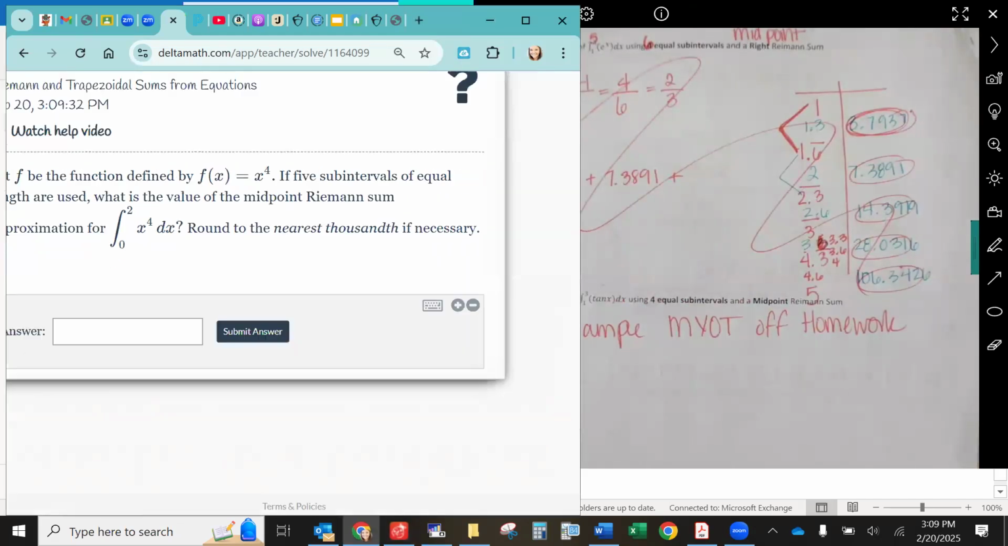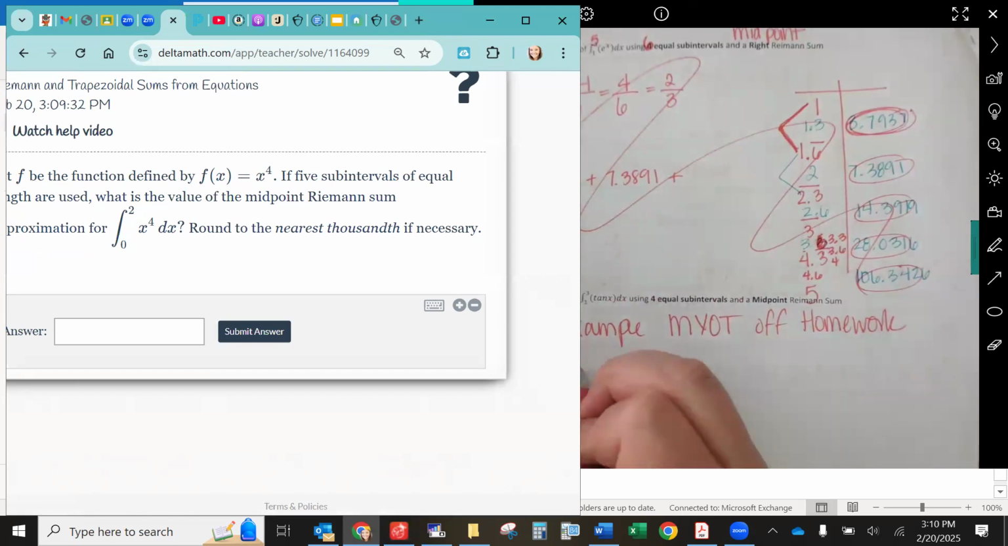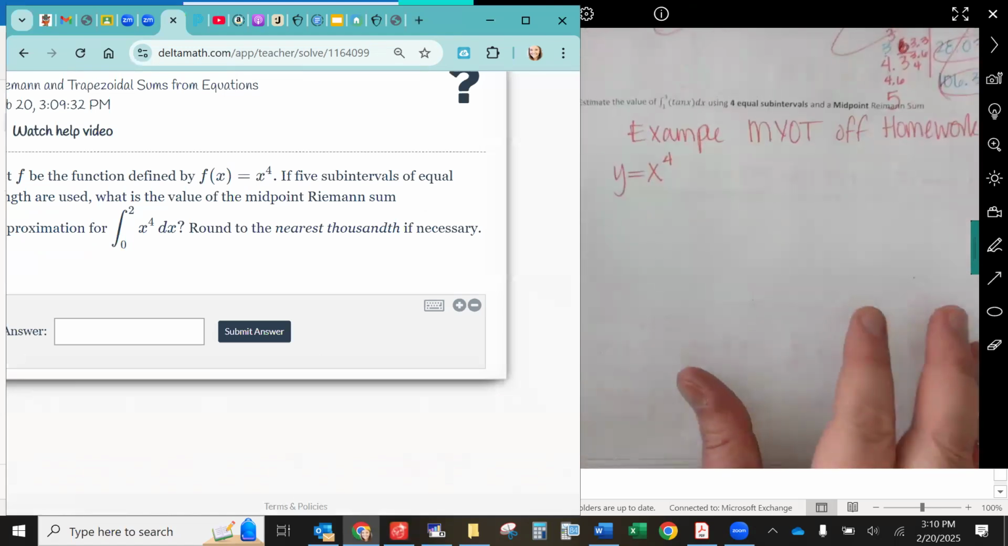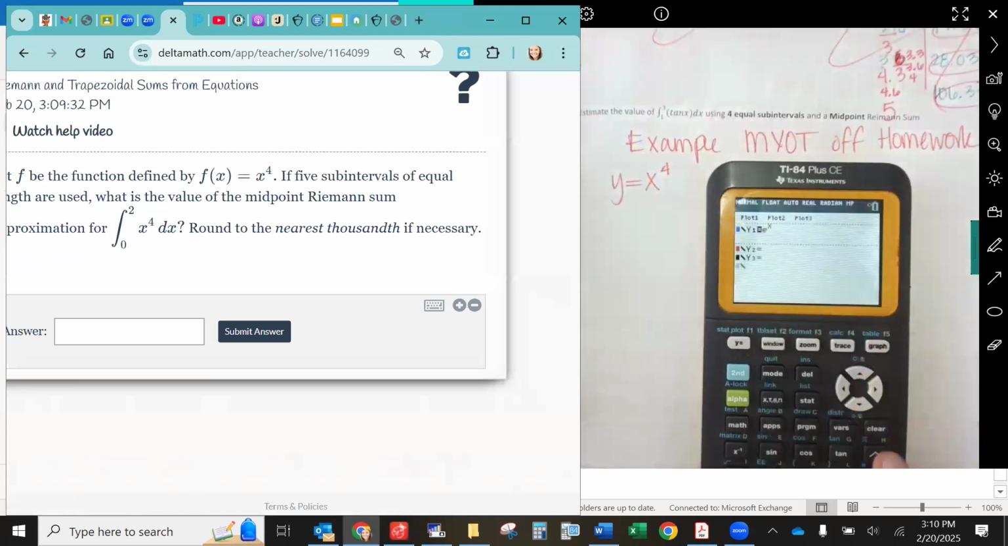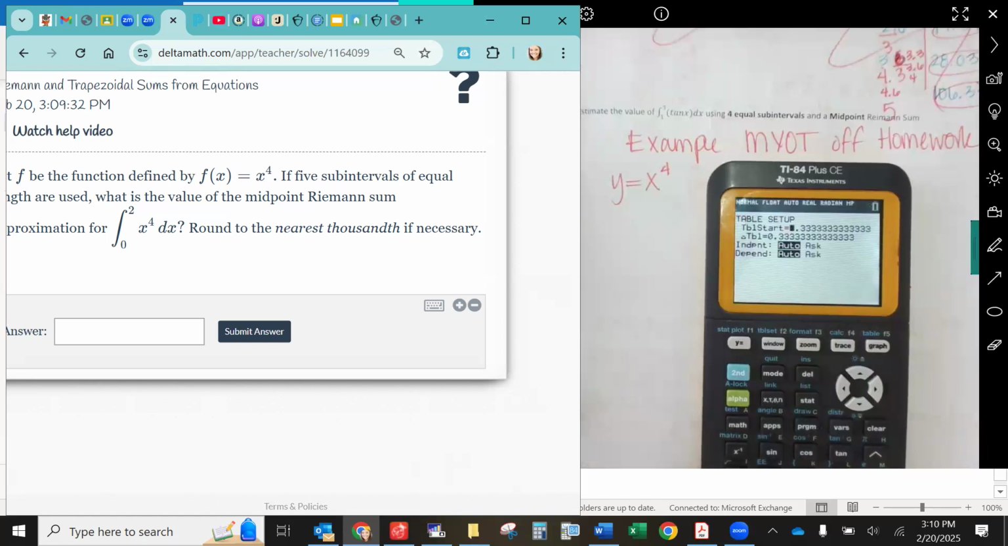All right. So first thing I want you to do is in your calculator, type in the equation, which is y equals x to the 4. Then from there, go into second table set. Where does my integral start? I'm going to let my table start be 0. Then what do I want it to count by? I have to find my width, which is b minus a over n.